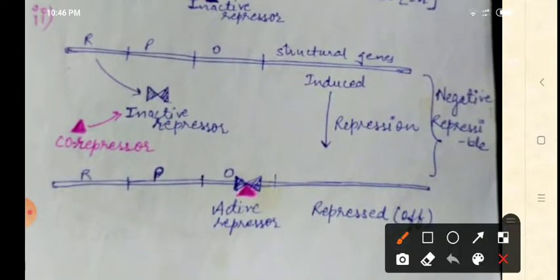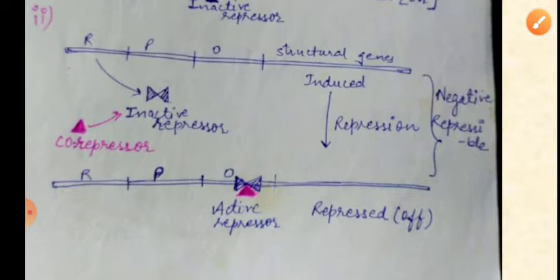What happens in the repressible system? In the repressible system, the regulator gene synthesizes an inactive repressor. The inactive repressor cannot block the operator and hence protein synthesis takes place. As soon as the co-repressor becomes available, it activates the repressor and the structural genes are repressed. That means protein synthesis is stopped. Okay, this is about the repressible system.